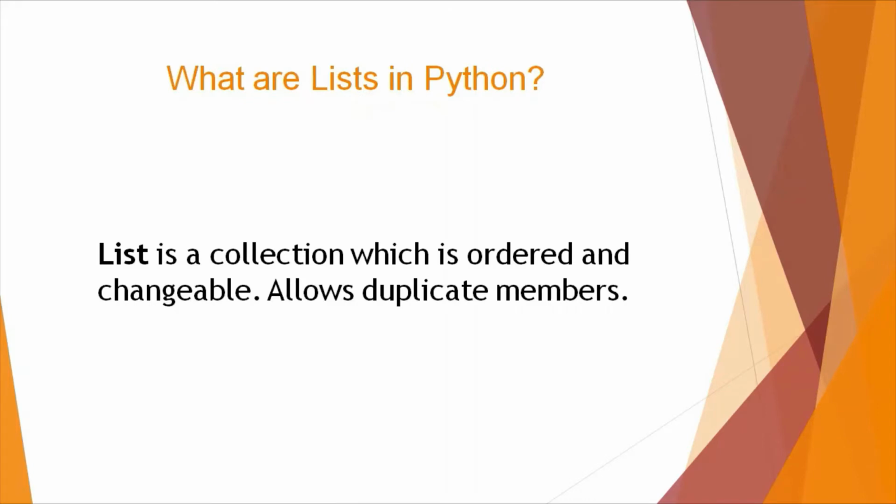A list is a collection which is ordered and changeable, allows duplicate members, and you can include integers, floating points, and strings in one list. In other programming languages, you don't have this option to include different data types in one list. In Python, a list is equivalent to an array, but we call it a list, not an array, and we have the option to add different data types in just one list.